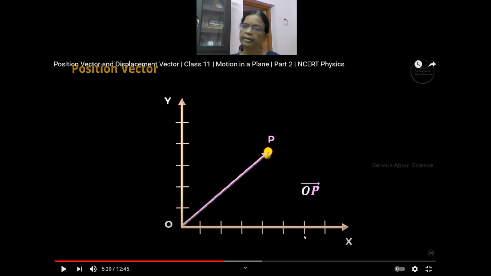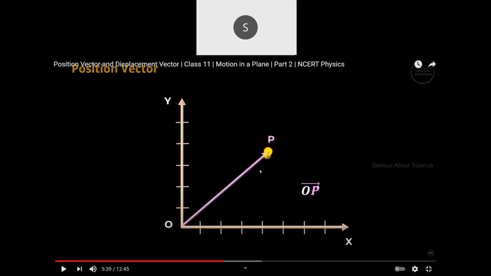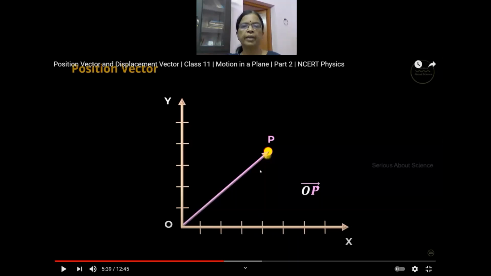So we can tell 4 x coordinate in terms of vector. How will you tell that? 4 along the x axis, no? So what will you tell? 4 i cap. Okay, correct answer, 4 i cap. And along the y axis, where is it?